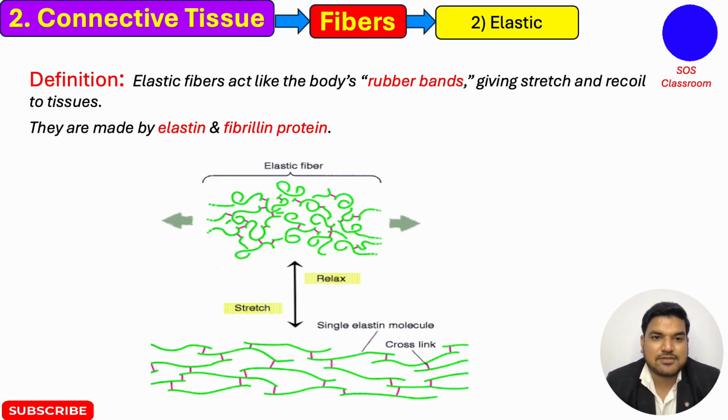Next is the elastic fibers. So elastic fibers work like a rubber band. It has the capacity to stretch and relax, giving stretch and recoil to the tissue. These are made by the elastin protein and fibrillin protein. So you can see this is the stretch of the elastin fibers, and this is the relax of the elastic fibers. This is the condition in the relaxed fibers, and this is the stretched fibers.